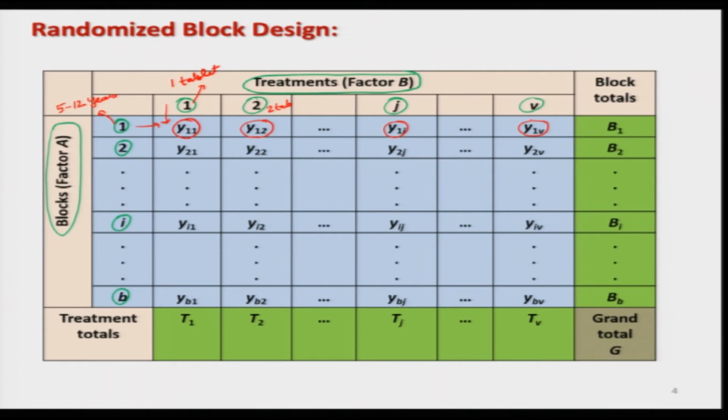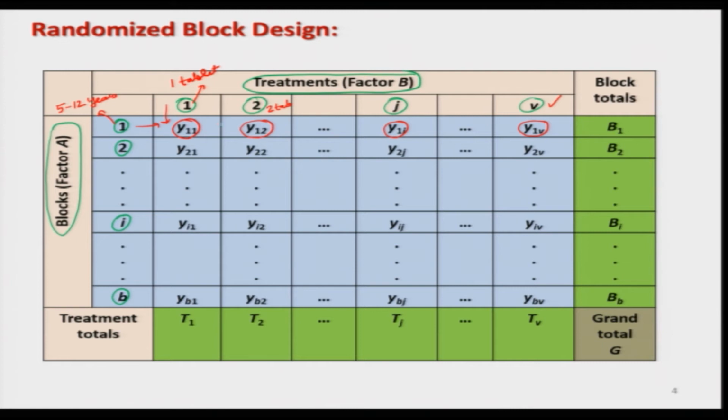So, if you see what we are going to do, we have v number of treatments, and we are creating a block of size v units. There are v number of children in the age group of 5 to 12, and we give all the treatments, one to each child, and record their observations as y11, y12, up to y1v. This is the way we conduct the experiment, and then we add them together.